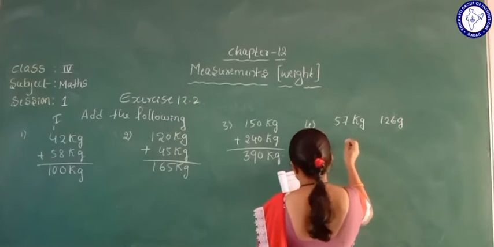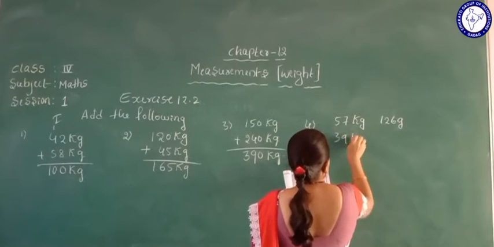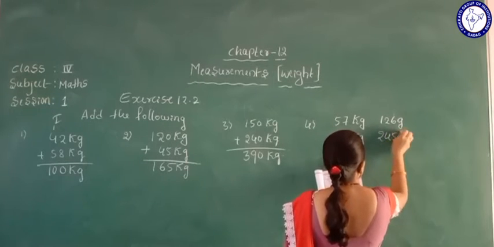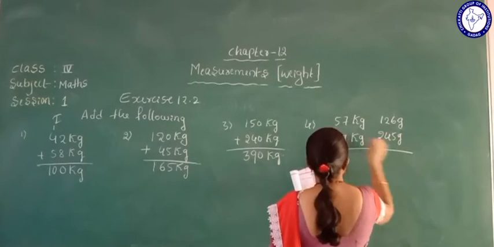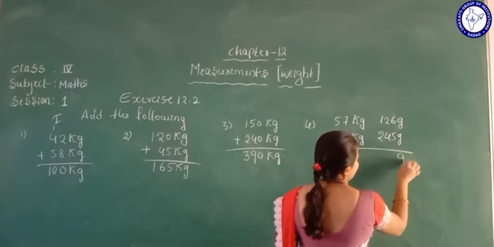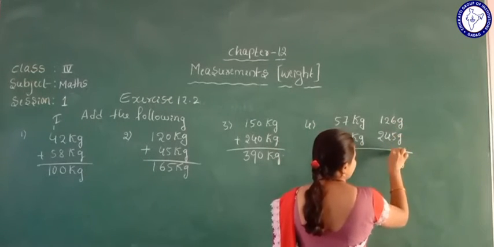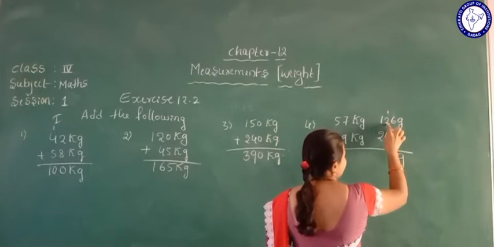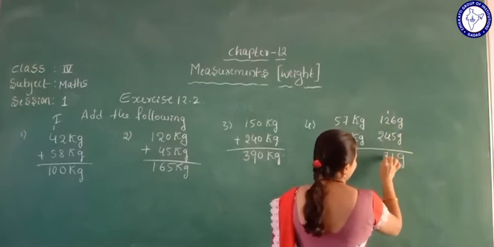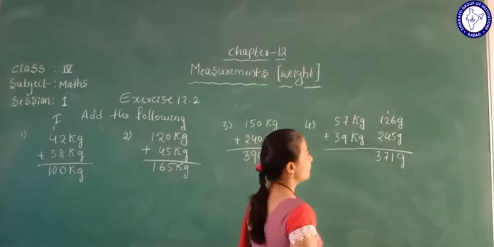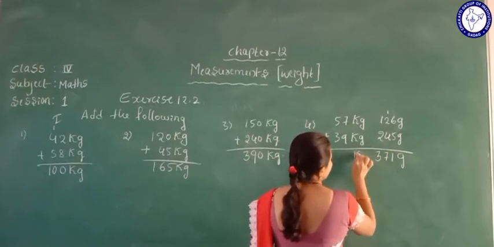Next one is given here: 57 kg 126 gram plus 39 kg 245 gram. Yes, we'll add here. So gram as it is we will mention here. 6 plus 5 is 11. Carry 1. 2 plus 1 is 3. 3 plus 4 is 7. 2 plus 1 is 3. It means 371 gram.